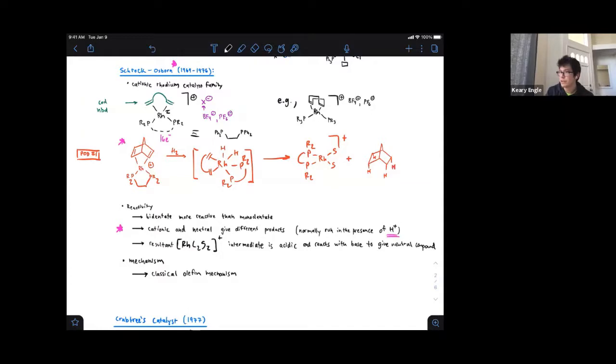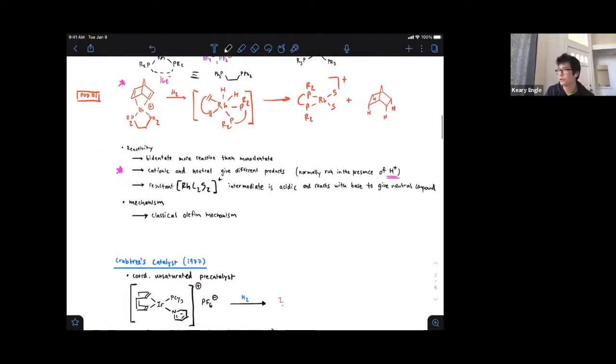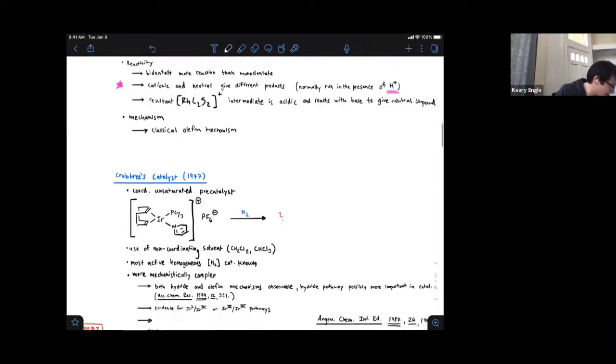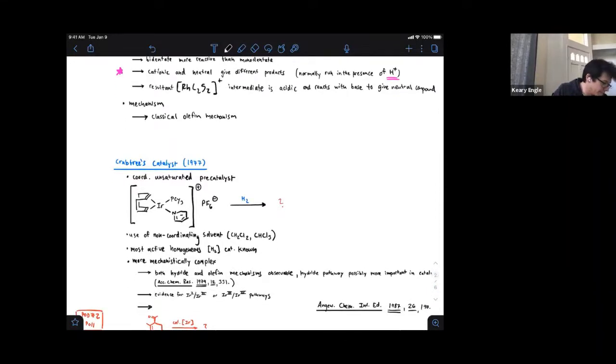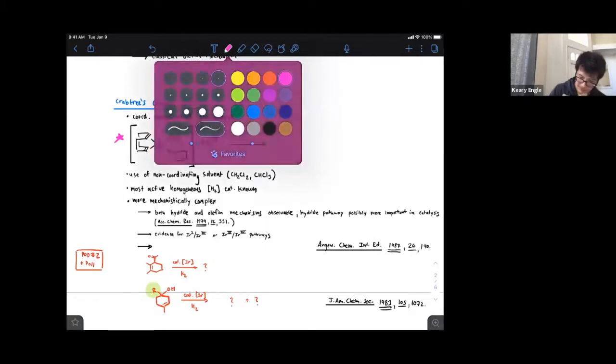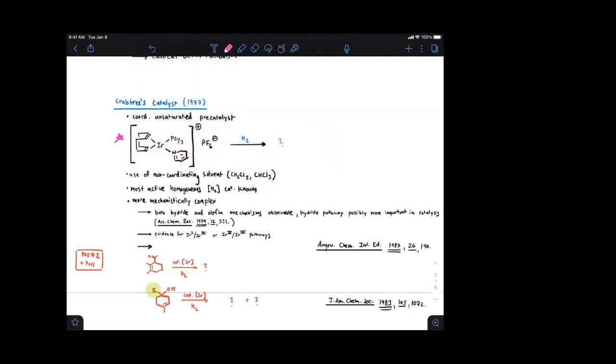But after I tell you this mnemonic, I'll tell you an exception, or at least a partial exception to this, which is the next family, Crabtree's catalyst. So Crabtree's catalyst is drawn here. Does anyone want to do a quick electron count on this one? So we've got iridium 1.